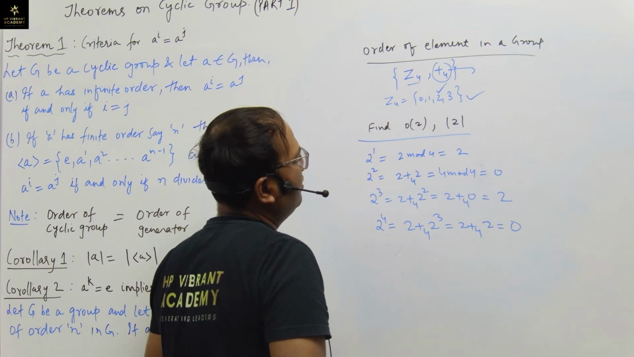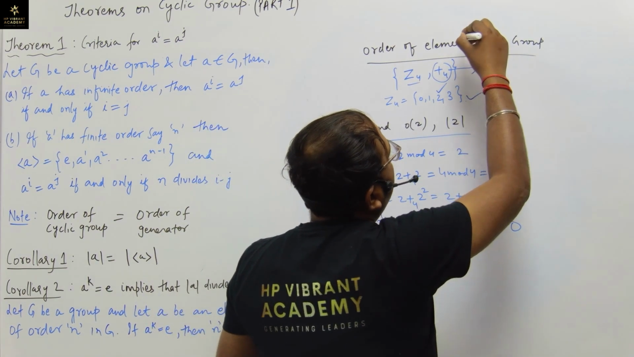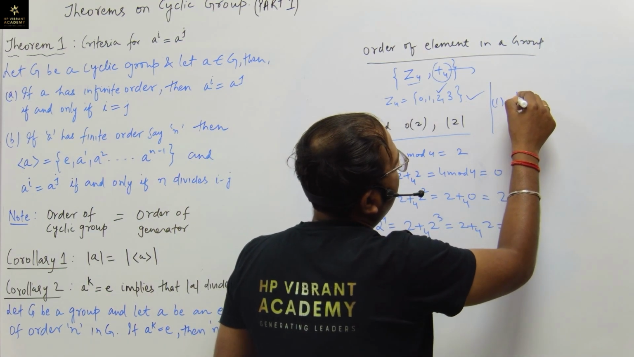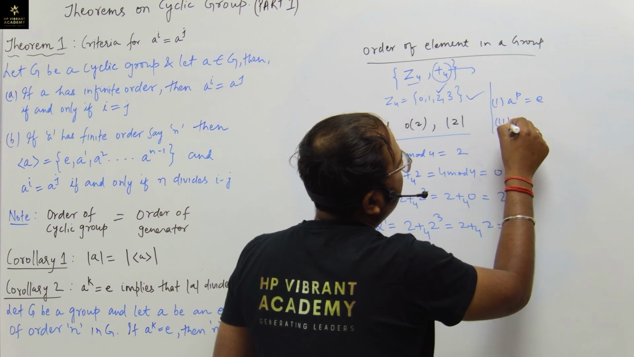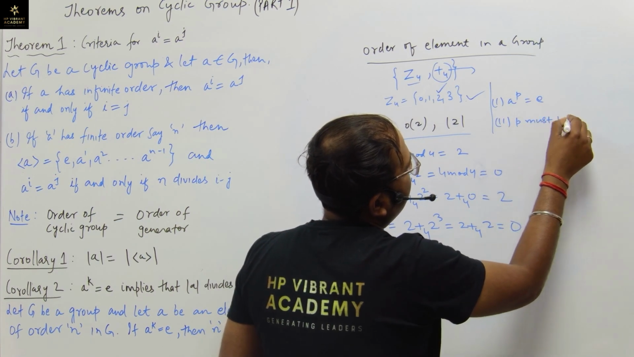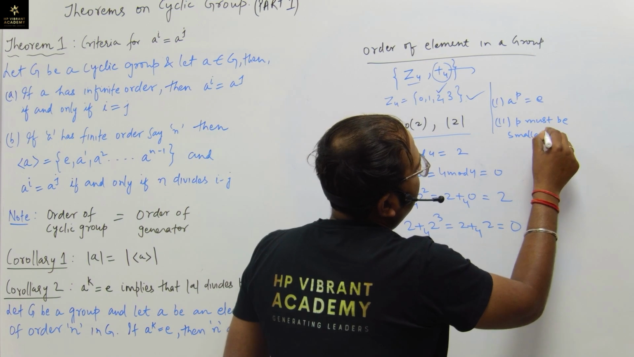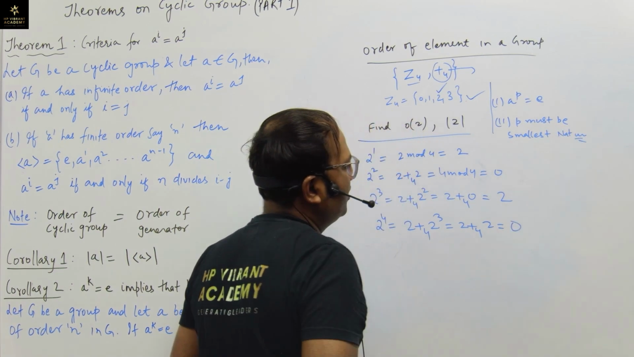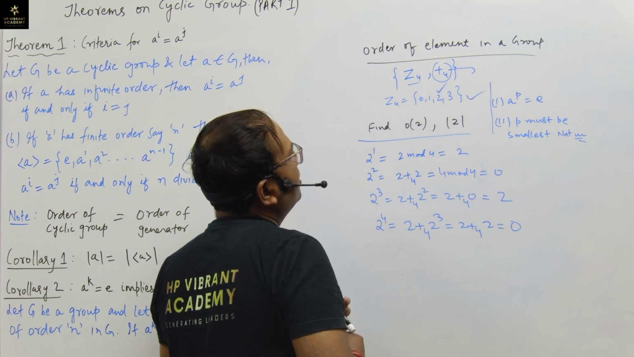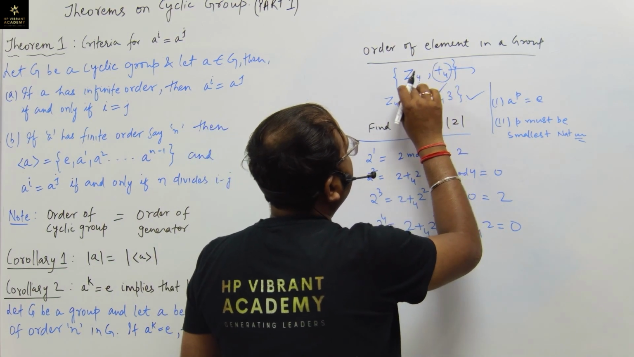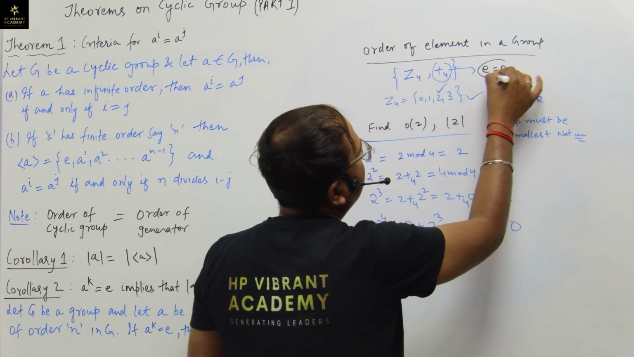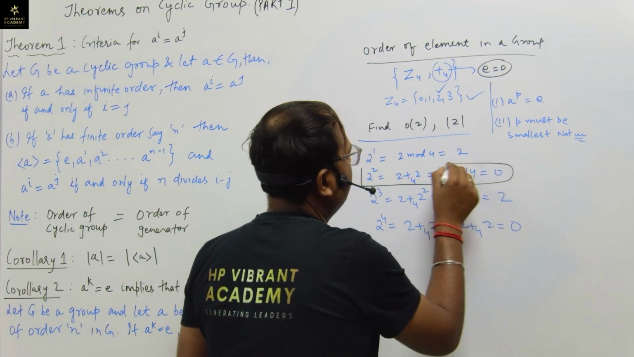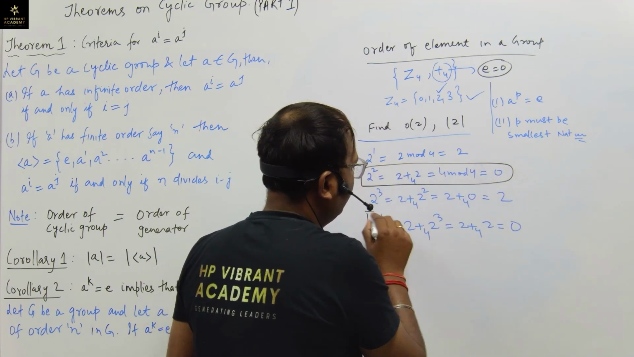As per the definition of the order of an element in a group, we have two conditions. The first one is a to the power p is equal to the identity element, and secondly p must be the smallest natural number. So let us identify here. In Z4, in this group, the identity is 0. Here 2 squared is equal to 0, that is identity, and 2 to the power 4 is also 0.